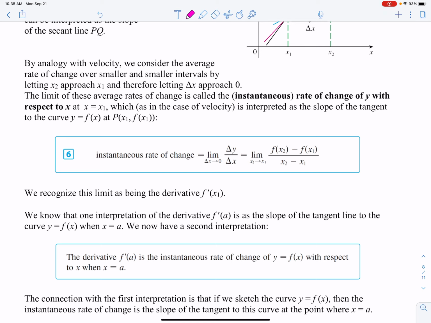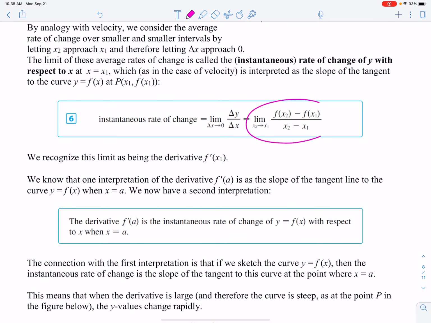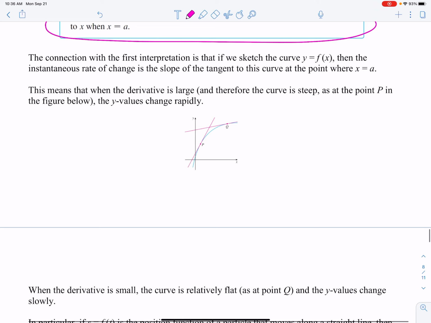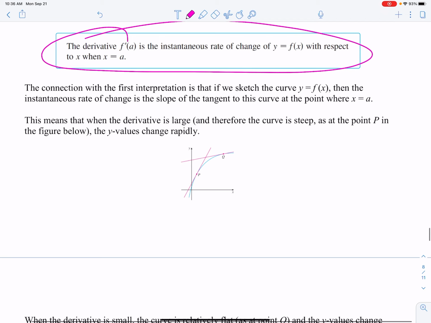In other words, this is all just the physics application of what we've been doing. If we take this limit, as these two x values get infinitely close together, we have the derivative. So the derivative f prime of a is the instantaneous rate of change of y equals f of x with respect to x when x equals a. The connection with the first interpretation is that if we sketch the curve y equals f of x, then the instantaneous rate of change is the slope of the tangent to this curve at the point where x equals a. The same definition of derivative as before.